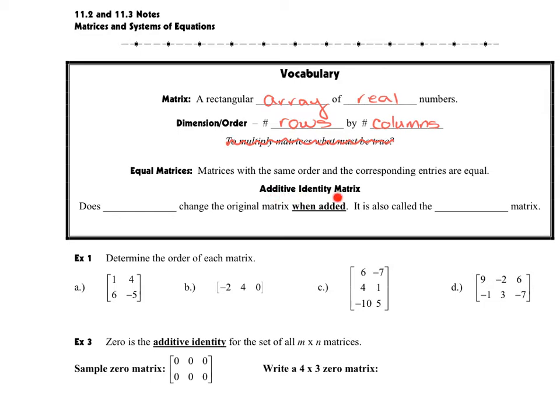Now, an additive identity matrix, so just a little vocabulary here. An additive identity matrix does not change an original matrix when added. So when we think just about addition in general, what number can we add to another number without changing its value? And that number would be 0. So our additive identity matrix is also called the 0 matrix. So just a little vocabulary there. Now let's jump into some examples.